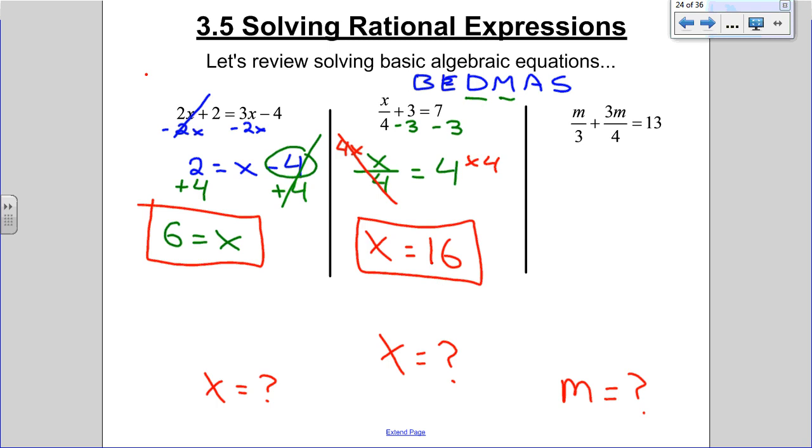Something else I'm going to notice is that these have two denominators. And to be able to combine things that have two denominators, I need to find a lowest common multiple between these two things. We called it a common denominator. So what's my common denominator going to be between 3 and 4? It's going to be 12, right? I'm going to have to multiply this one by 4, and this one by 3.